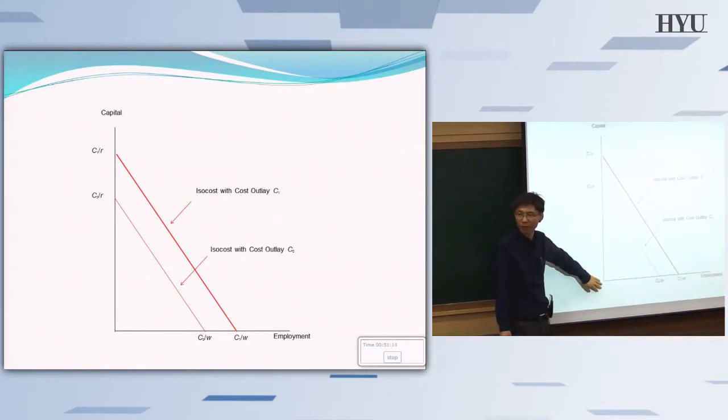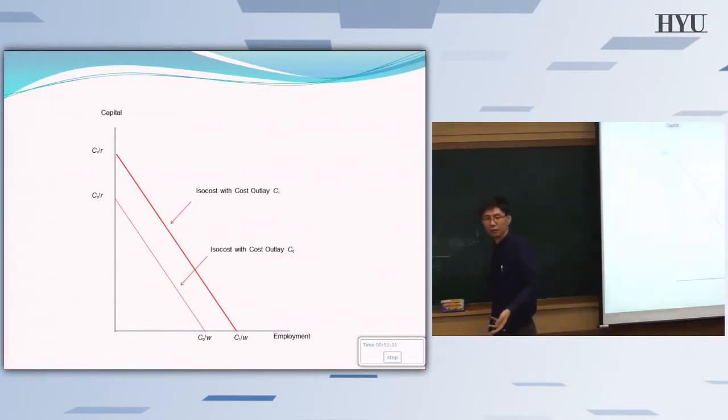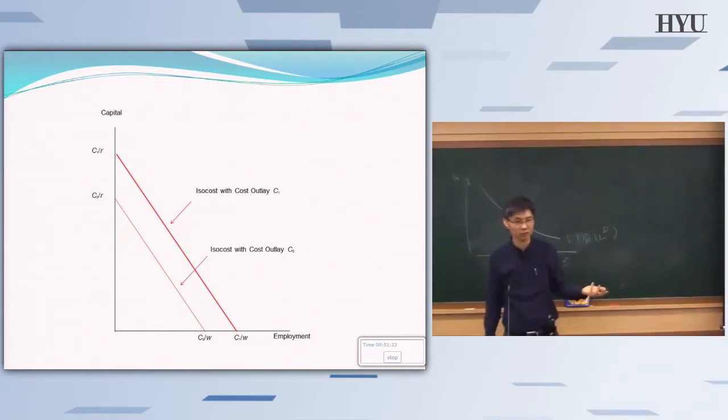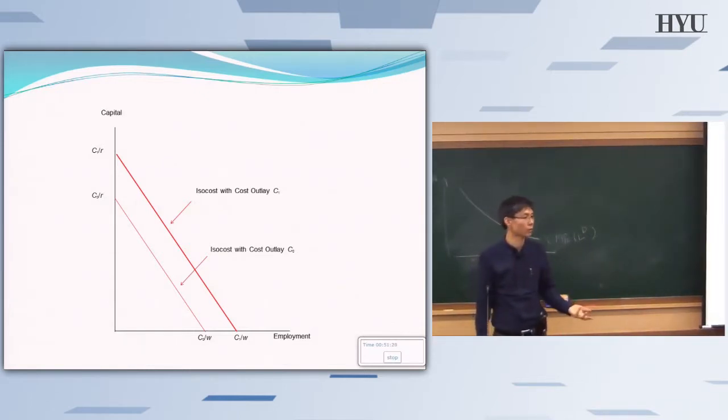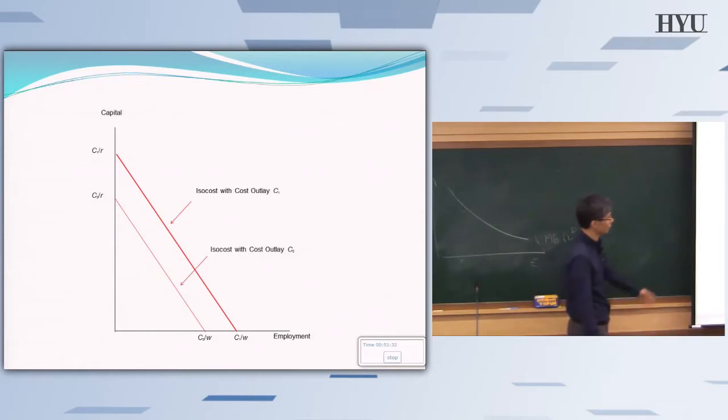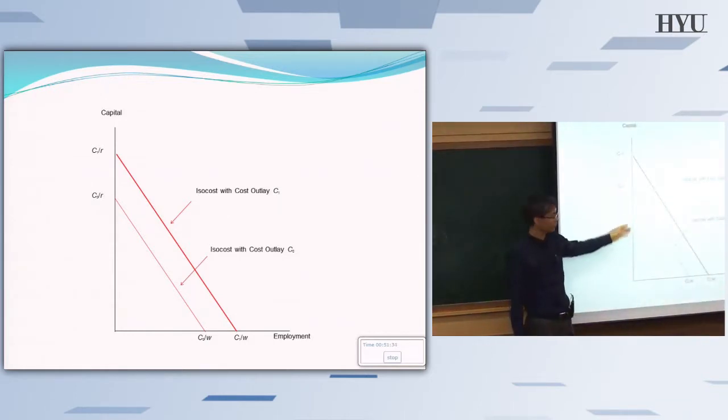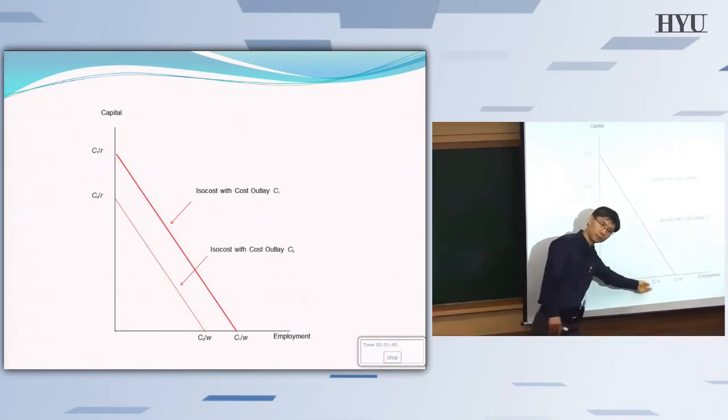The other extreme is to replace everything with machines. Then zero labor input and total capital is C0 divided by R. Say each machine costs you $10,000. Then with $1 million, you can use 100 machines and no workers. So that is this one. There are two extremes, but we have combinations in between, some workers, some machines. That is this line.